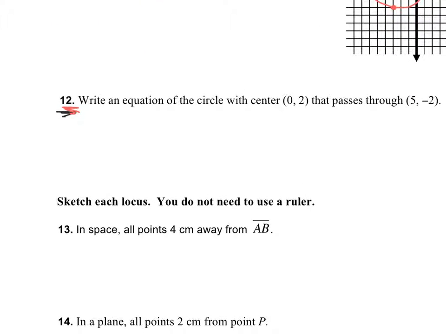Okay, so let's do that. Number 12, write an equation of the circle with a center of 0, 2 that passes through 5, negative 2. Now, when they give you the center and the point, what variables do those represent? What's the center? H, K. So this is your H, this is your K. What's the point? X and Y. Okay, so if you think through standard equation, x minus h squared plus y minus k squared equals the radius squared, you're just going to plug into that so we can solve for r squared. What does that look like?